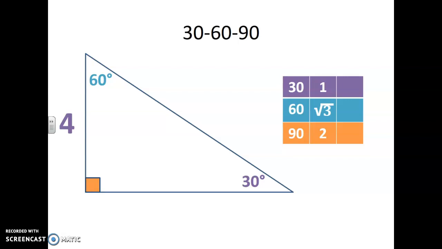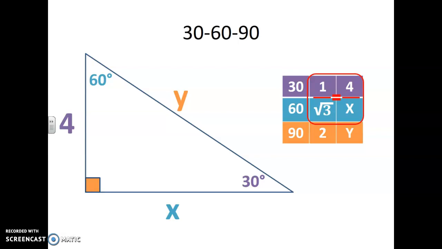The sides opposite the 60 and the 90, you're going to label with different variables. I used x and y. In the blue line, I'm going to put x, and in the orange line, I'm going to put y. So here's your chart, and you can set up a proportion now. So 1 over radical 3 is equal to 4 over x.